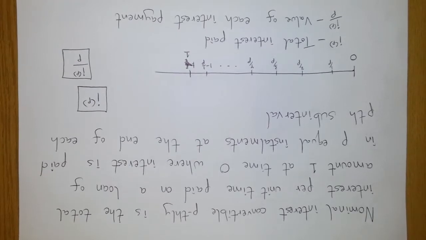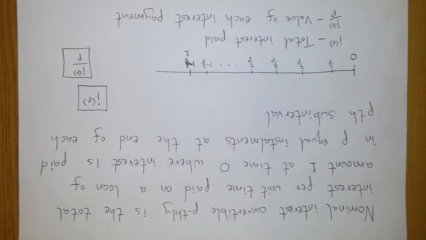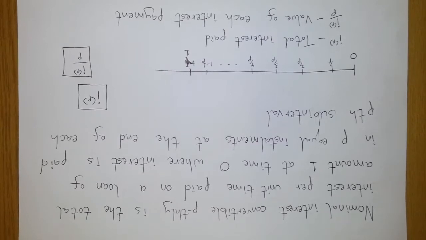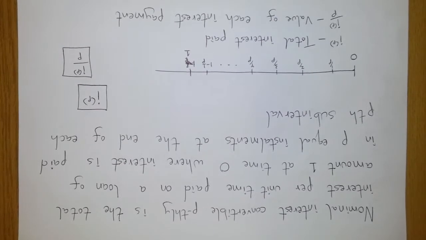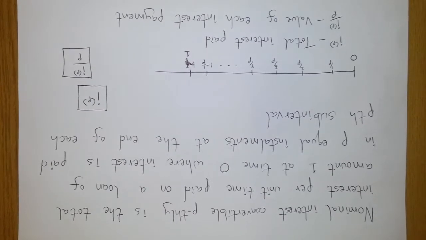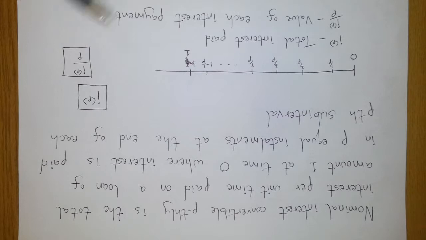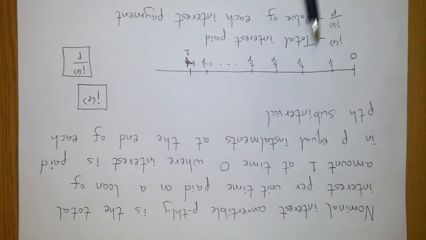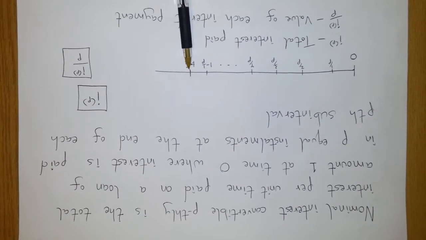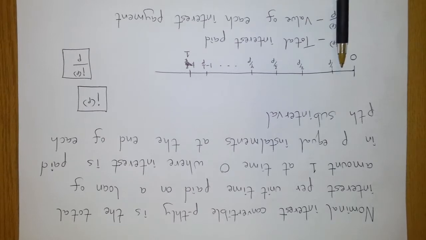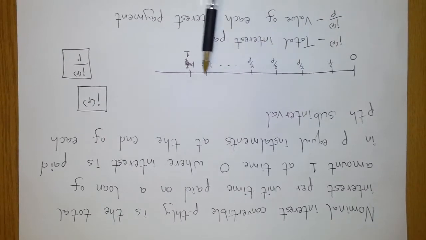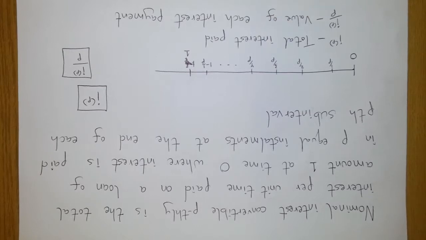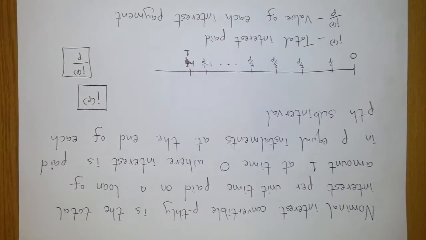For example, if we had a nominal interest convertible monthly, in which case our unit time would be 1 year, it would simply be i^(12), the nominal interest rate, divided by 12, and the payments would be after the first month, after the second month, after the third month, all the way to the end of the 12th month. Now if you add the interest received in each and every one of these periods, you will simply end up with i^(p). It's simply the total interest paid.